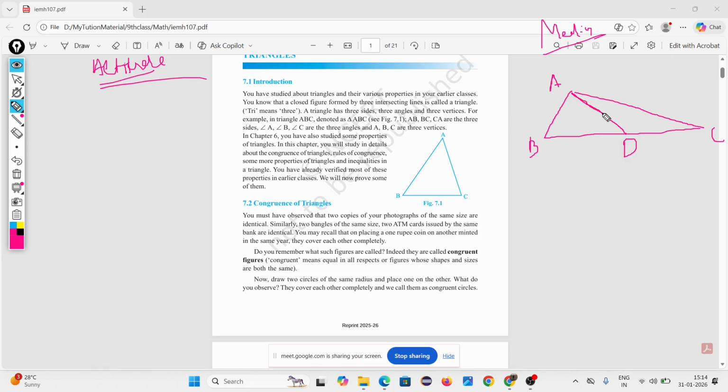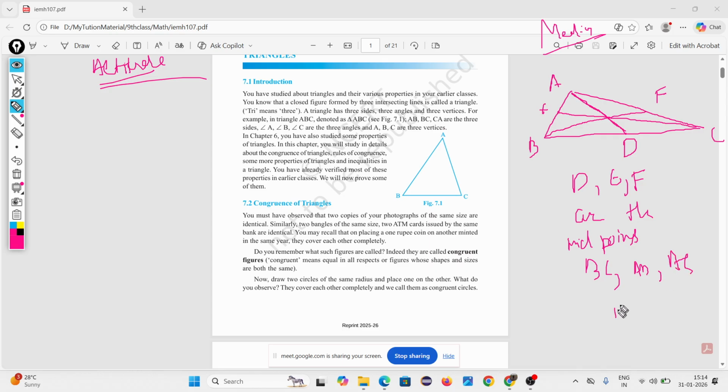Median is the line from a vertex to the opposite side's midpoint. So D, E, F are the midpoints of BC, CA, AB respectively.